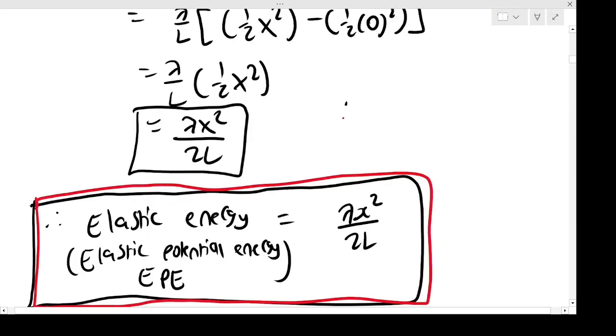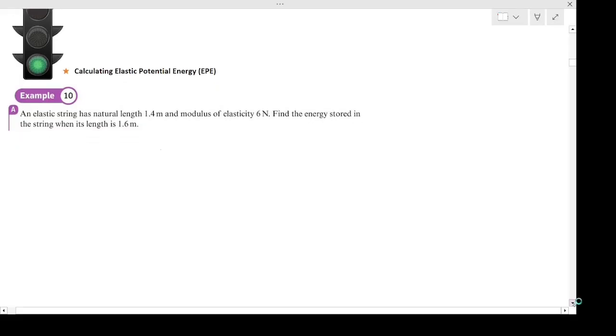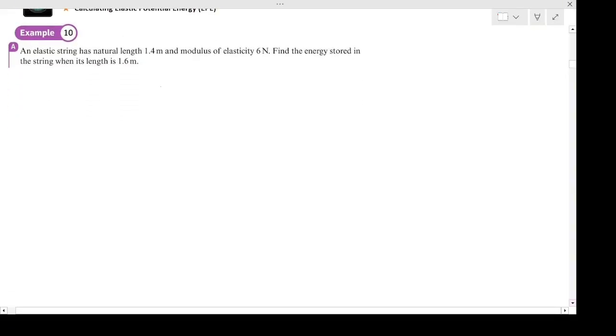But yeah, so here's the formula then. So let's have a look at some questions. Firstly, we're going to just look at calculating this elastic energy, this EPE. So we've got this question here. We're told an elastic string has natural length 1.4, modulus of elasticity 6. Find the energy stored in the string when the length is 1.6.